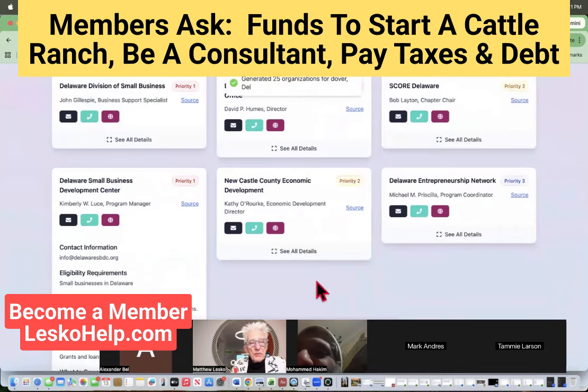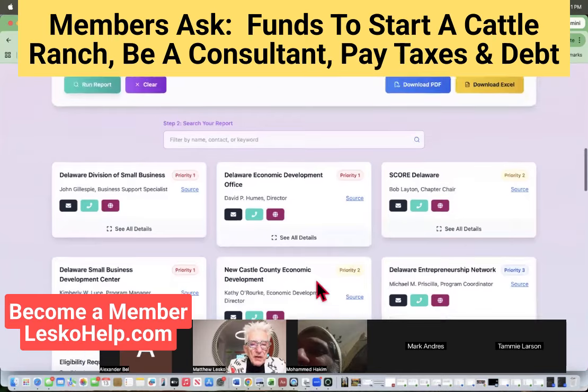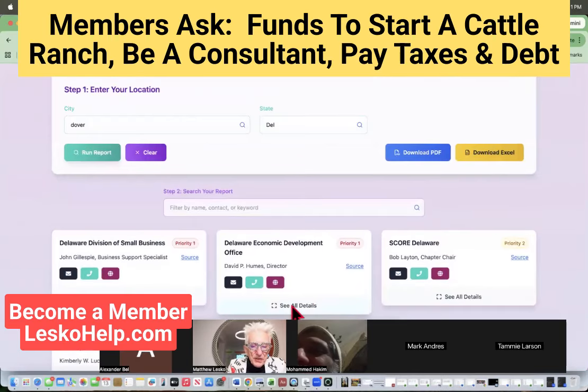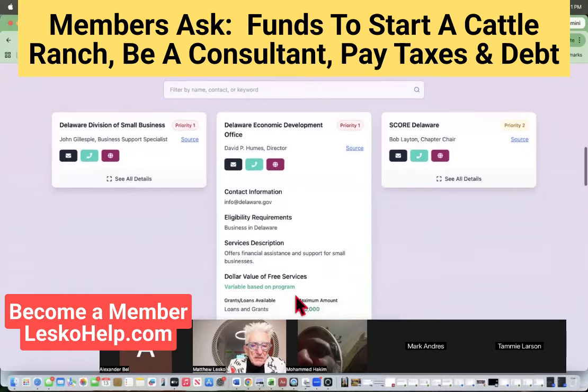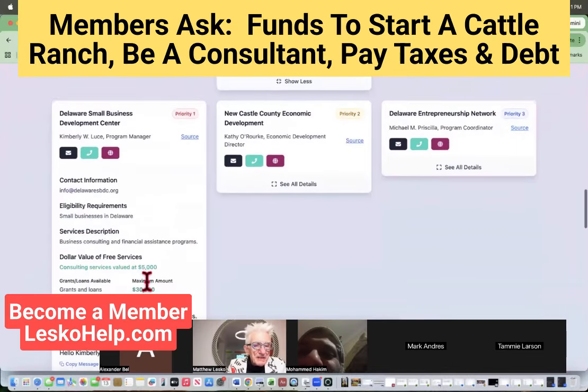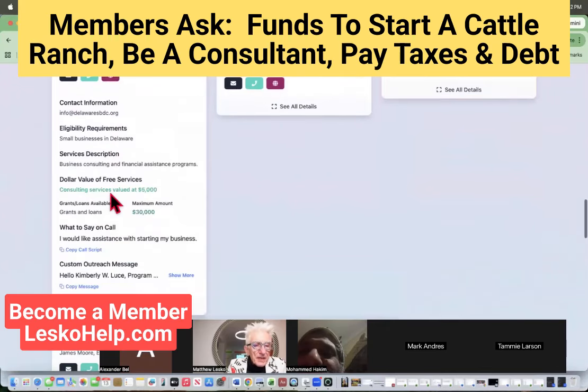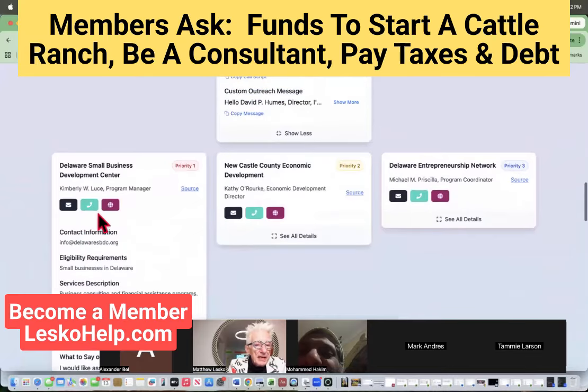But when you contact them, the development center, you don't ask for money, you ask for help. So we would see Delaware Economic Development Office, or no, I had another one there. Small Business Development. That's the one I sort of like. Here, Small Business Development Center. You have the phone number, you have the email, you have the website, and they have money, they have loans, they have everything. Okay. And you call and make an appointment.